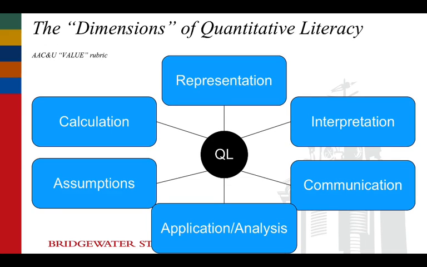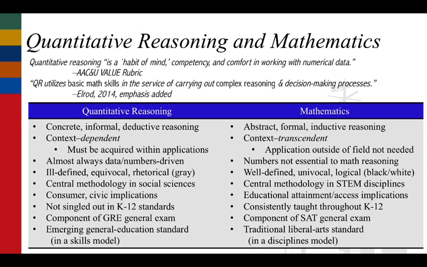The AAC&U, about 5 or 6 years ago, rubrics for assessing quantitative reasoning have a language that says, how well can a student take information and convert it to math? And then how well can they convert it back from math? So how well can they decontextualize it to discover the underlying mathematical structure? And then how well can they recontextualize the answer that they get to say, what does this answer actually mean?